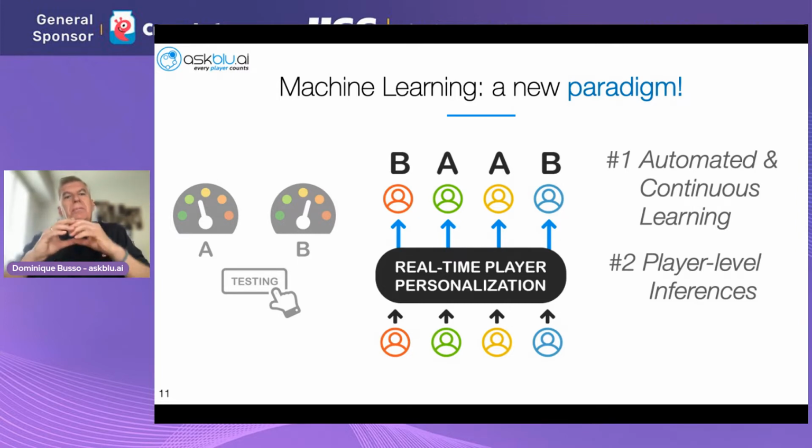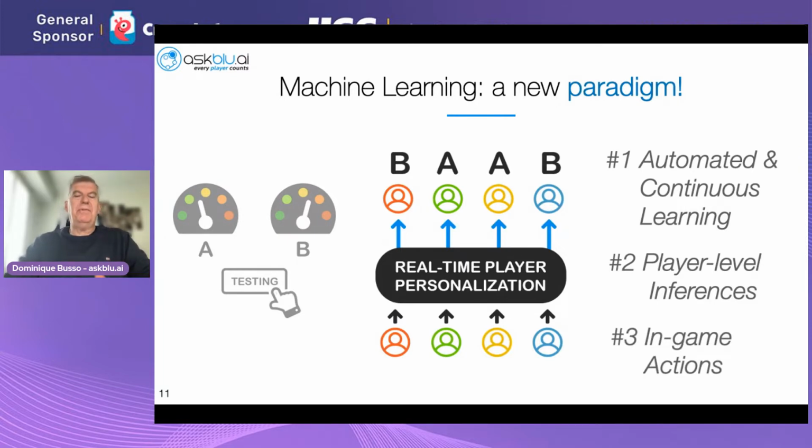The second is that with machine learning, we work at the player level. Pain point number 2 is that players are all different. So we always work at player level. If it's personalization, it's to personalize the difficulty for a player. If it's a prediction, it's to predict the churn risk for a player. So we really work at the player level. And the third pain point, obviously, what we call real-time player personalization means that you can act in game based on what the platform is telling you.